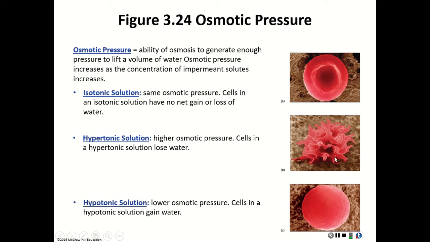But if you put the red blood cell in a hypertonic solution, that hypertonic solution is going to pull all the water out of the red blood cell, and you can see here that this red blood cell is now dehydrated. While if you put a red blood cell in hypotonic solution, the RBC is going to absorb and gain lots of water, and you can see here that it keeps on growing until it bursts.